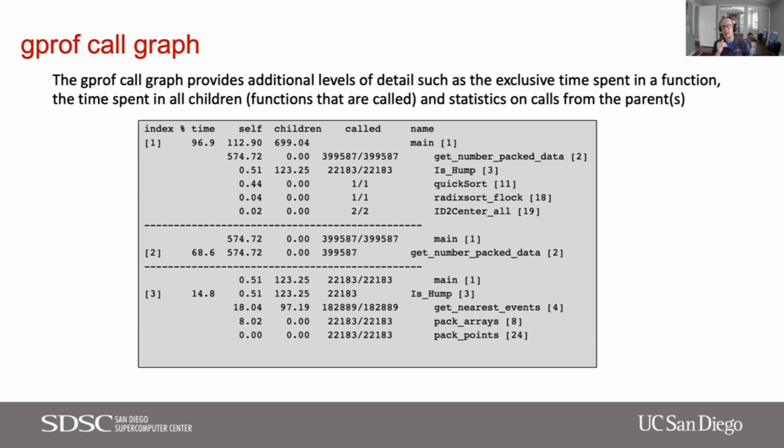If we go down a little bit further, let's take a look at the bottom of the table, is hump. You'll see that main appears above it, and it's indented. That indicates that it is a routine that is calling is hump. And then below is hump, we'll see the three routines, get nearest events, pack arrays, and pack points, that are actually called by is hump.